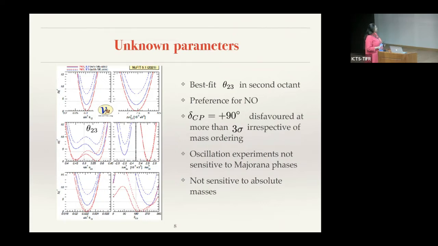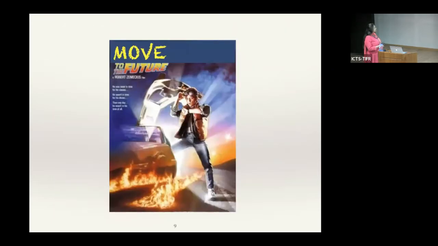If one sees these plots, the best fit, for instance, for θ2-3 is here in the second octant, but the significance is very less. Oscillation experiments are not sensitive to the Majorana phases. They are also not sensitive to the absolute masses, as I have said earlier.